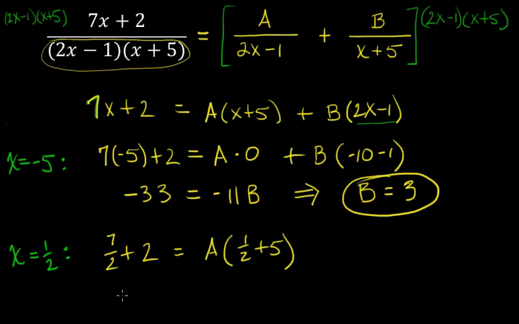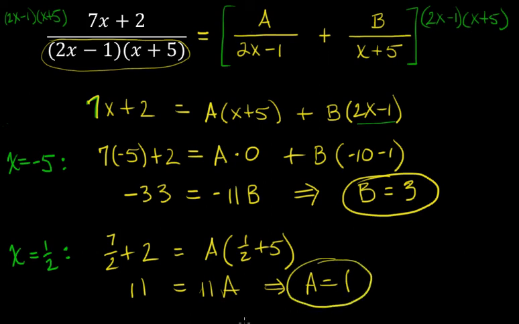Instead of adding fractions, I multiply both sides by 2, and I get 7 plus 4 is 11. And multiplying both sides by 2 here, I would have 1 plus 10, or 11a, and I get a is equal to 1. So there is our decomposition. I could go back up here and erase the a and put 1, and the b I put in 3.